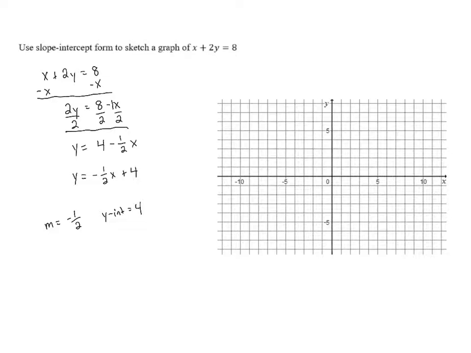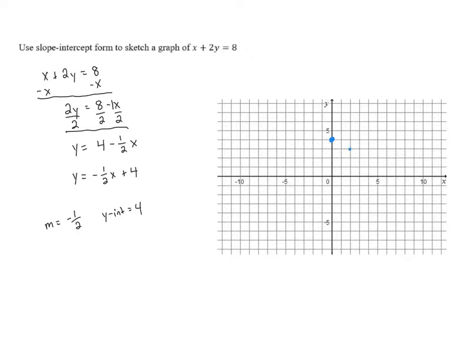We always start with the y-intercept. So we find 4 on the y-axis. That's our starting point. And then we use the slope to find more points. The slope is negative 1 over 2. So our rise is negative 1. We're going to actually go down 1 and to the right 2 for our next point.